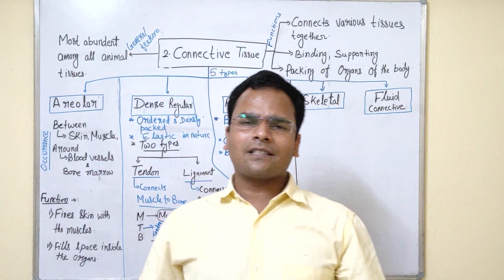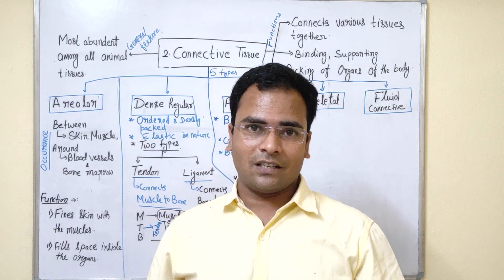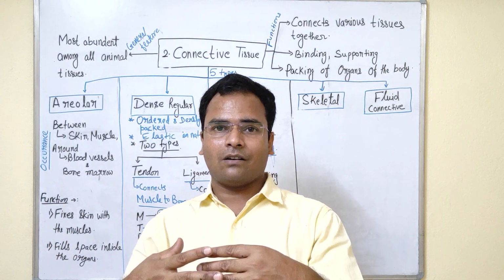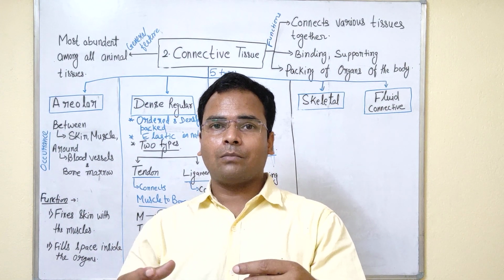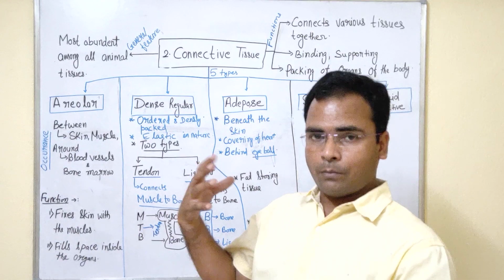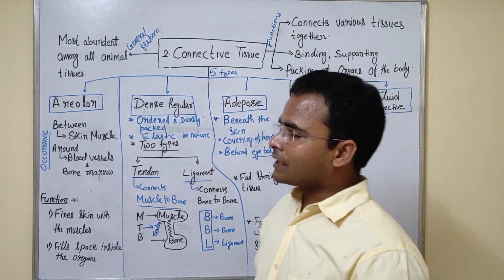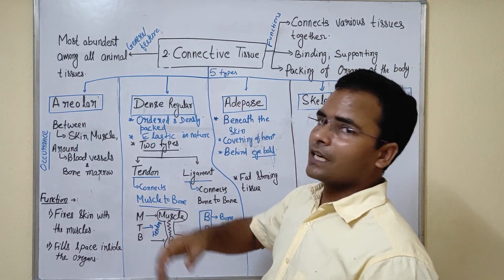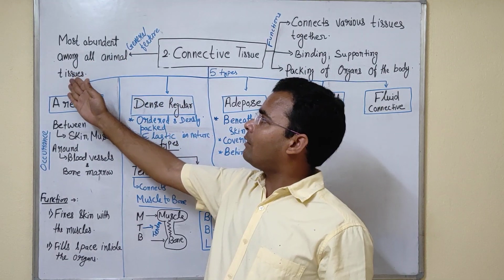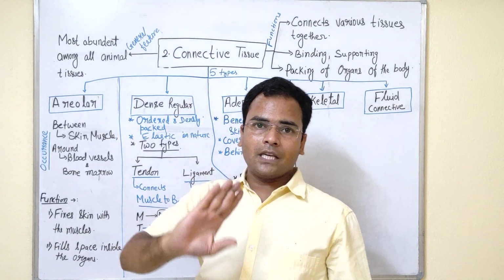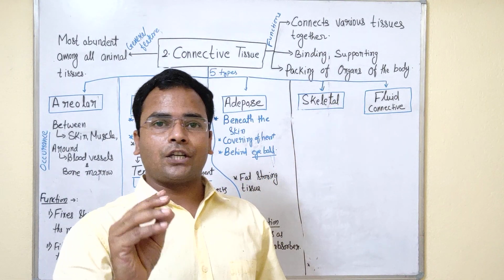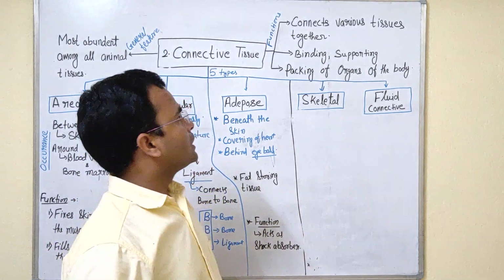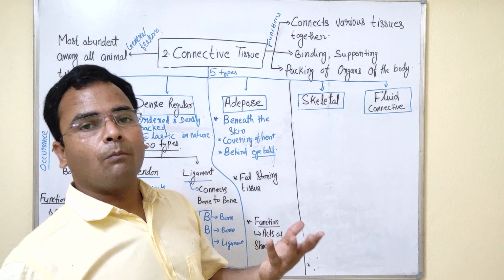As it is clear from its name, it is connective in nature. It is a connective tissue. Its role is to connect the different body organs, the different parts of the body. So if we are talking about the general feature of the connective tissue, they are the most abundant among all the animal tissue. They are the most abundant tissue which is present in the entire body. Out of these all four, the connective tissue will be in the most abundance.